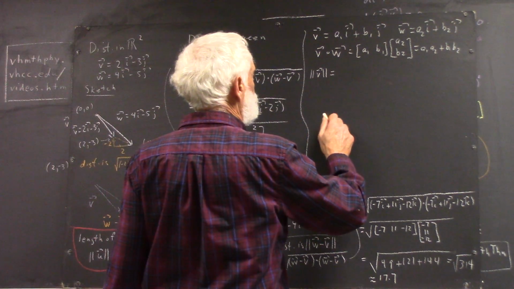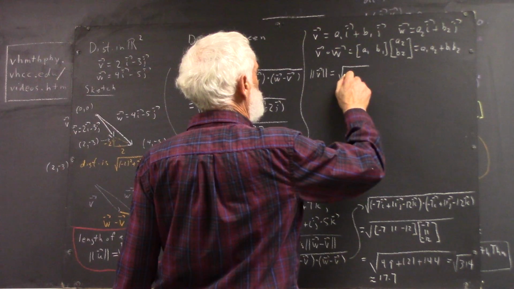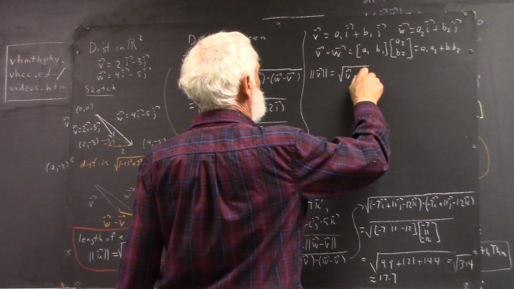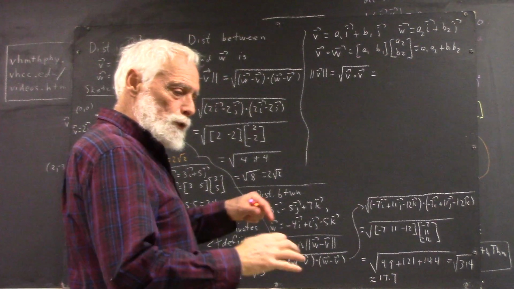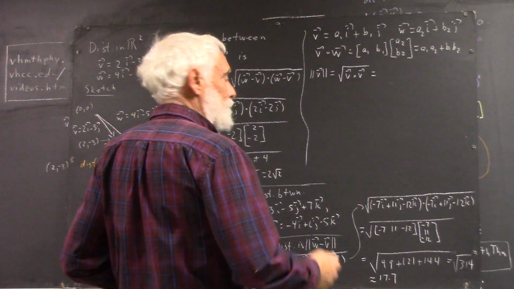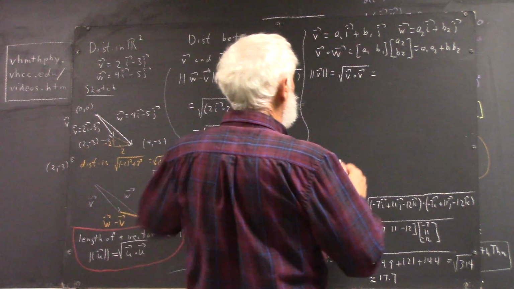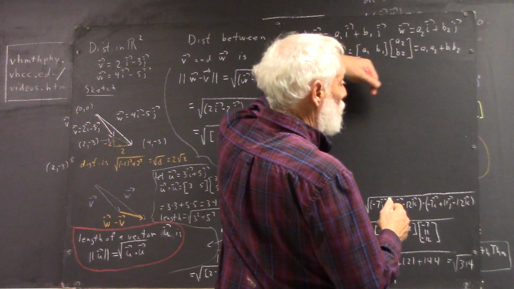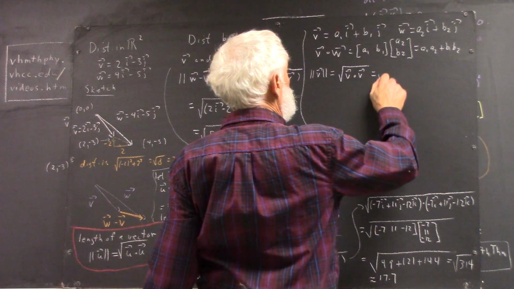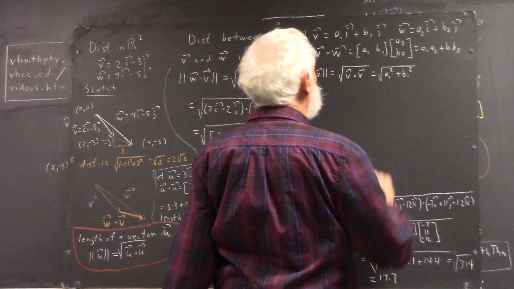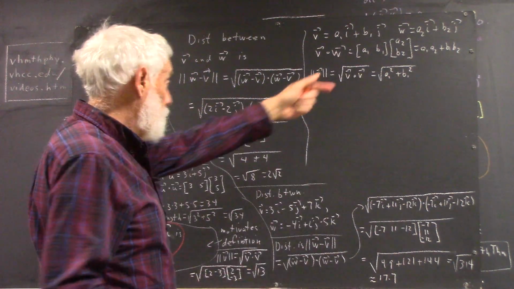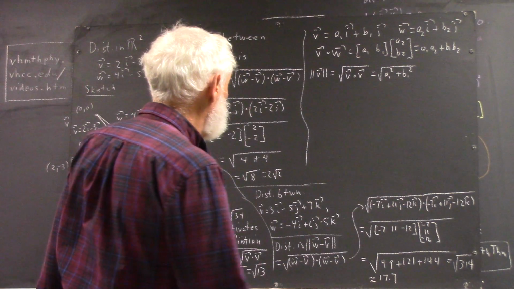So here's your magnitude of V, and that's just the square root of V dot V. Now I said I was going to stop writing out the row and the column, and I'm confident that you can do that now. It'd be the row A1, B1, and the column A1, B1. And that's just going to be A1 squared plus B1 squared. And there's your Pythagorean theorem again, okay?